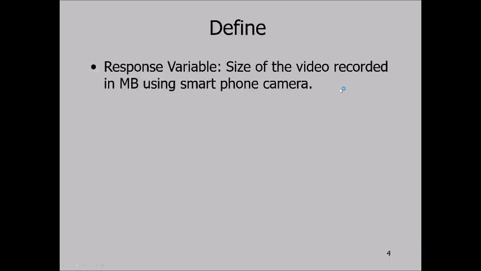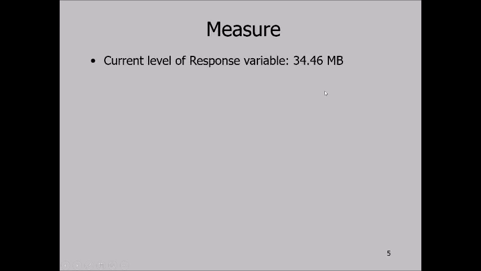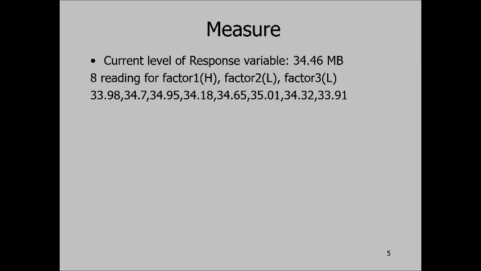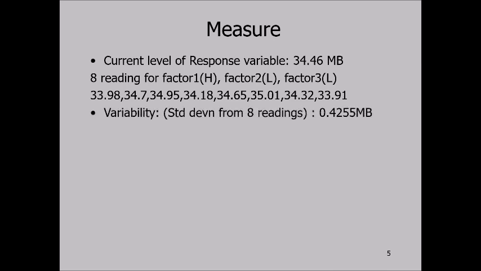The response variable is the size of the video recorded in MB using the smartphone camera, as I already defined. The current level of the response variable is 34.46. We assumed a current level of the video response as 34.46. So we took 8 readings with factor 1, resolution, at high level and the other two factors, codec and type of object, at low level. So we get these 8 readings.